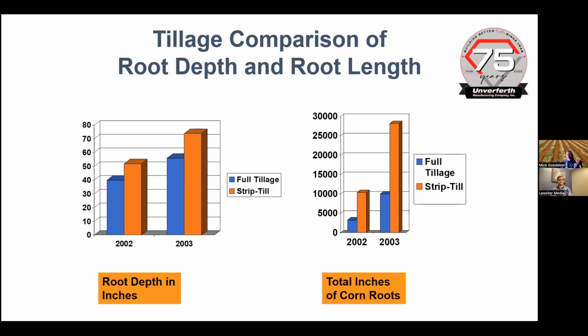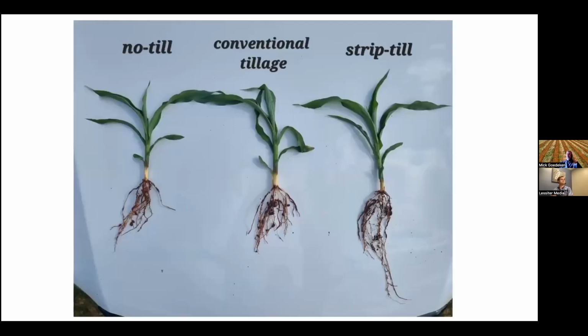So what happens if you have more roots out there? What do you think is going to happen? We have more advantages to capture nutrients and water. Here's a picture I took, and it's comparing no-till to conventional till and strip till. That no-till and conventional till were struggling early on. That environment that we created with that strip allowed those roots to go deeper. And if we would take that apart and actually measure total root length, I would suggest that the strip till would have more total root length.